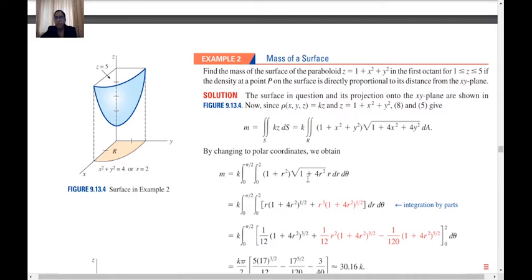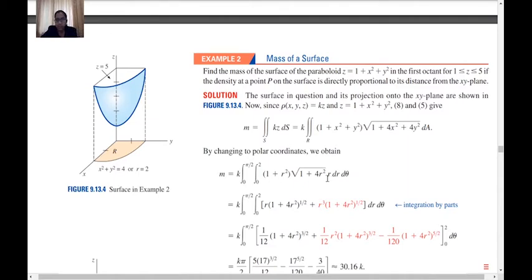of 1 plus x square plus y square, which is equal to r square, right? So 1 plus 4 r square, and dA will be nothing but r dr d theta. So we have to evaluate this with respect to r first. So how can we do that?